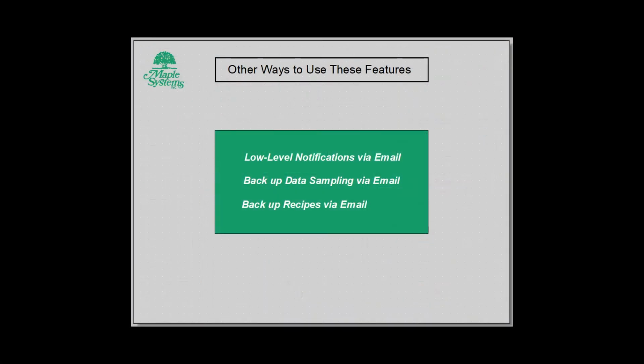There are a few other things that you can do with these features, ways that you can extend them and use them in different ways in your project. For example, you can have emails sent out based on any alarm or event trigger. It doesn't always have to be reserved for emergencies. Also, with your backup objects, you can back up your data sampling, your time series data from a PLC. You can back up recipe data, in addition to alarms and events.